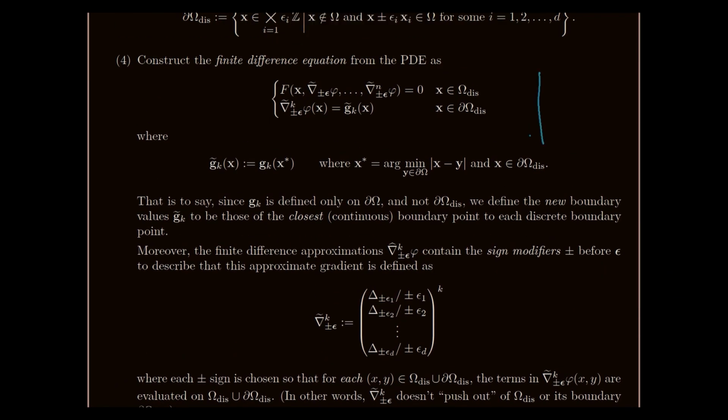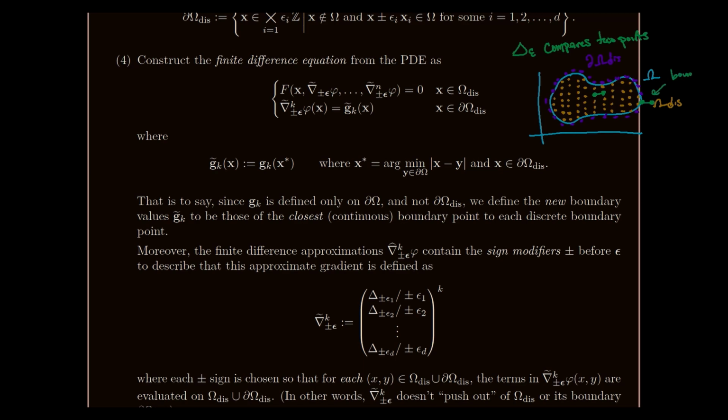So let's go back to some version of, suppose this was omega, and suppose I also have the discrete omega, and the boundary of the discrete omega. Well, then the finite difference operator, this delta epsilon, compares two points. It compares f of x with f of x plus epsilon. So let's say that it compares this point, then it compares the point to the right of it. That's perfectly fine until you run into a boundary value, in which case you can't compare it to anything to the right. Boundaries on the right can't be compared to anything.